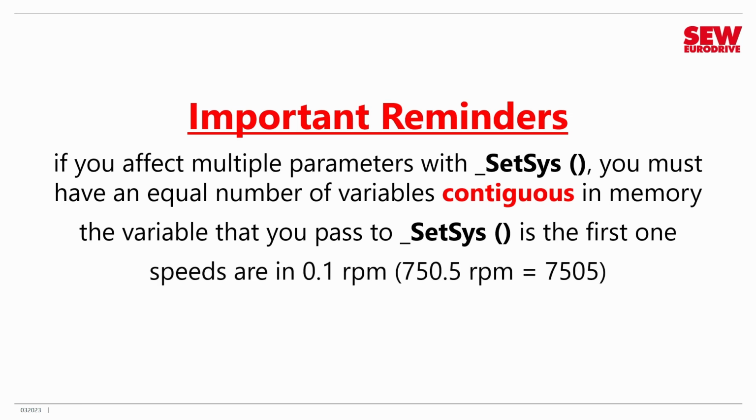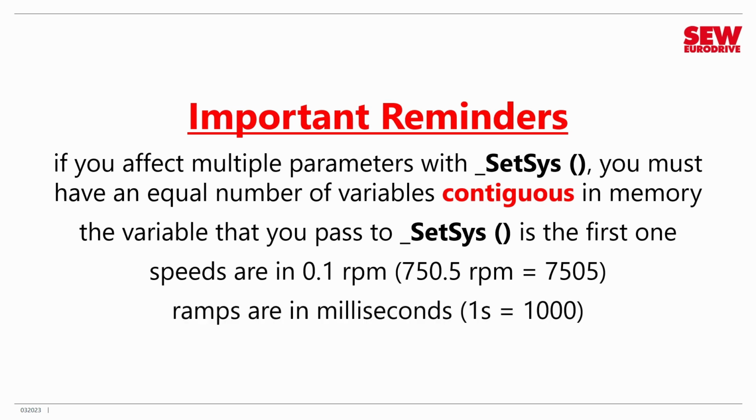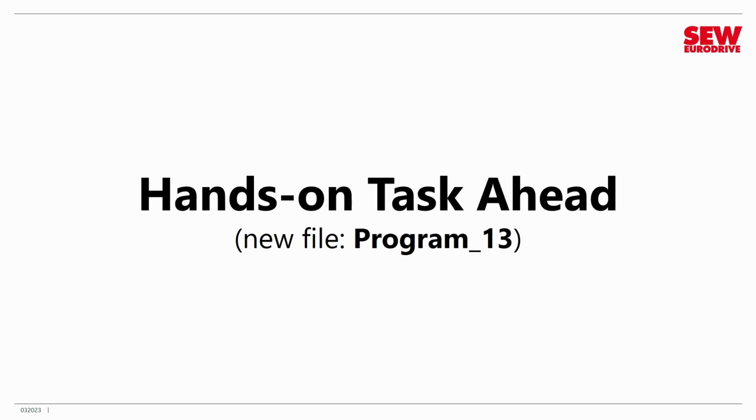Another little note, if you adjust speeds, they are in pseudo-decimal format. So if you want to put in, for example, 750.5 RPM, you put in 7505. So do be aware of that. There is one decimal point. Speeds can go down to 0.1 RPM. Ramp values are in milliseconds. So if you want a ramp of 1 second, pass it 1000. All right, hands-on task ahead.